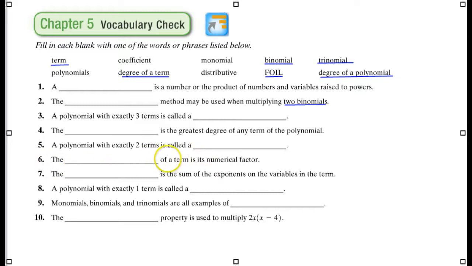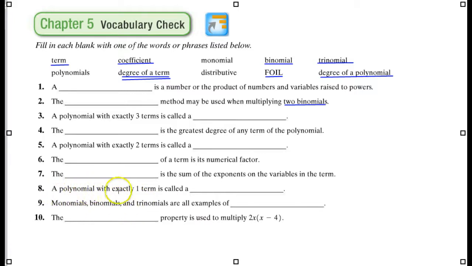The what of a term is its numerical factor? Well, we said that was the coefficient. The what is the sum of the exponents on the variable in the terms? Now that is the degree of the term. So this earlier one was the degree of the polynomial. And we're going to review that here too, when we get to see an example.